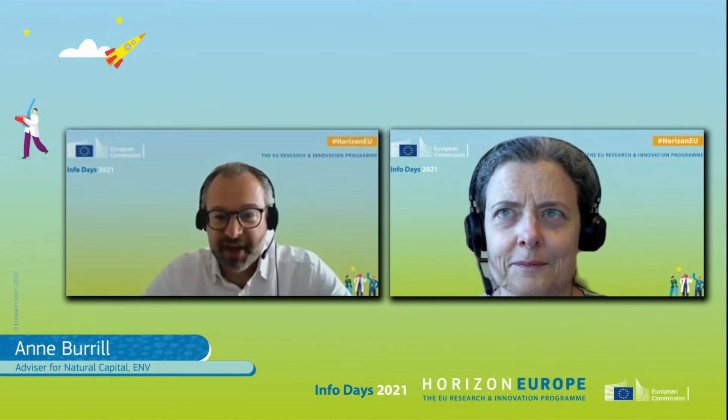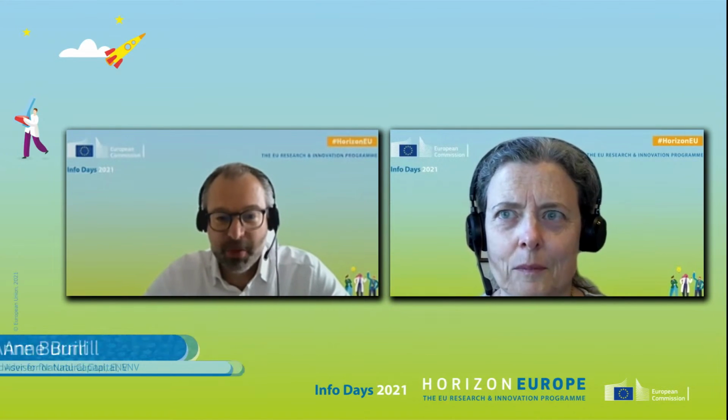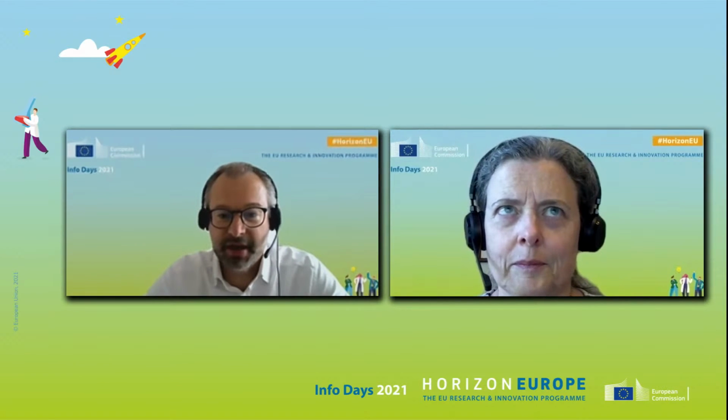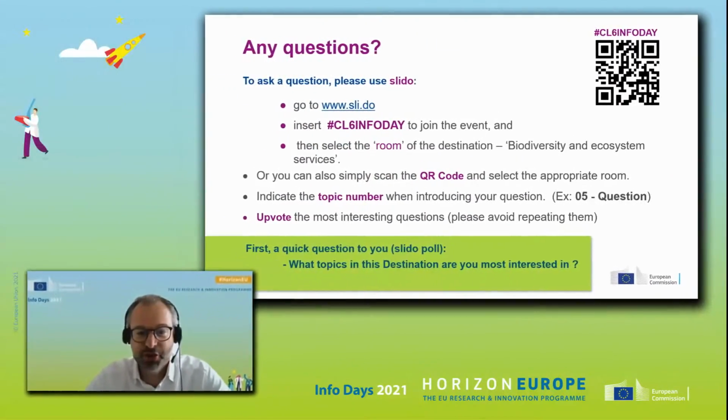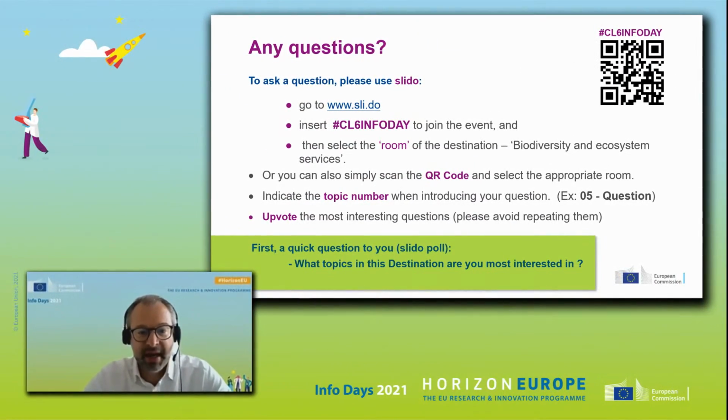Please note that we would like to invite you, participants from all over the EU and way beyond, to ask questions during the presentation using Slido and to upvote the questions that you consider most interesting. These are the ways to access Slido. You go to www.sli.do, insert the code #CL6InfoDay to join the event, and then select the room of the destination, Biodiversity and Ecosystem Services. Or you can simply scan the QR code and select the appropriate room.